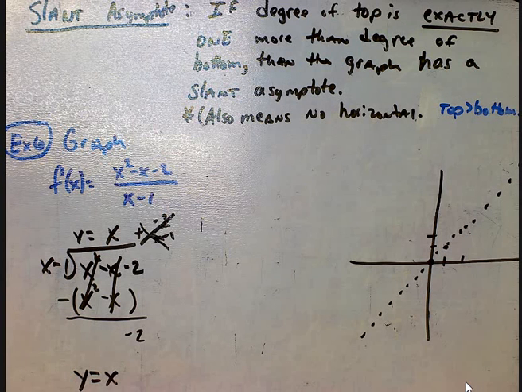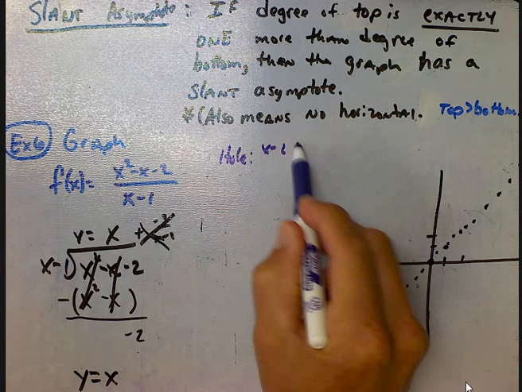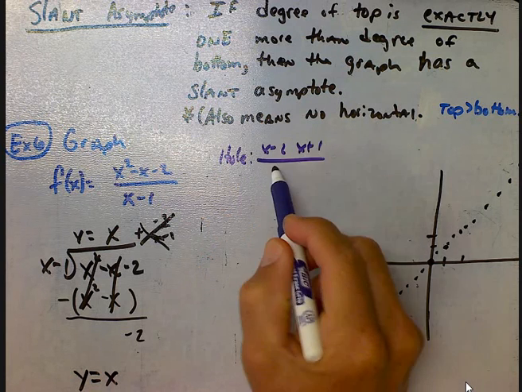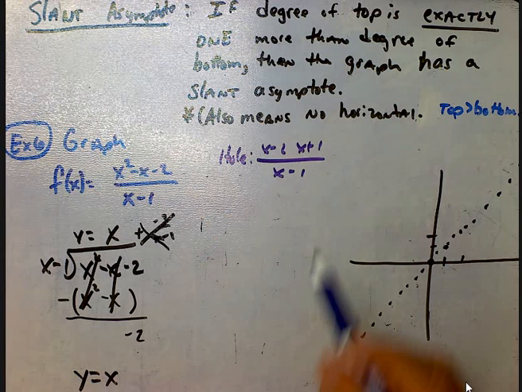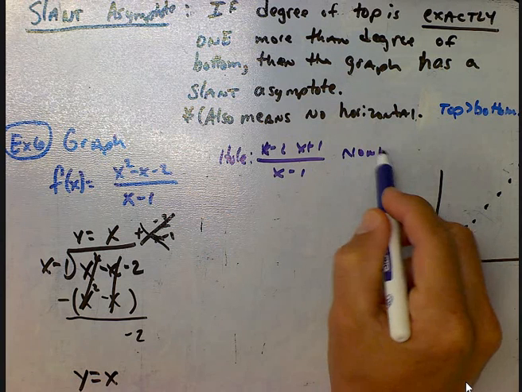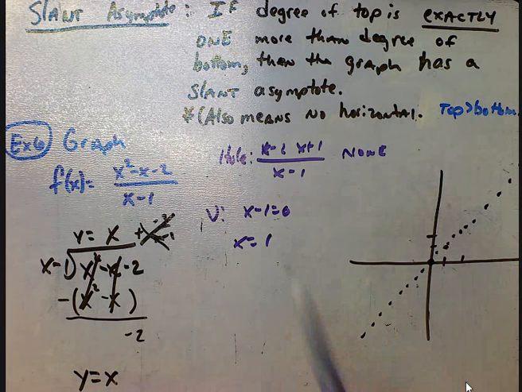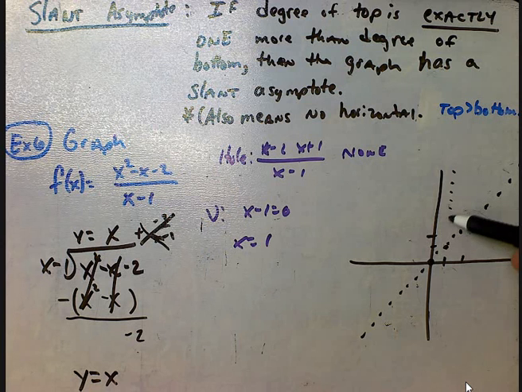Okay. Now let's go back to our very basic look for a hole, because it looks like the top factors: x minus 2, x plus 1 over x minus 1. Since nothing cancels on top or bottom, that means no hole. But for vertical, set the bottom equal to 0, x equals 1 is our vertical asymptote. And since it has a slant asymptote, we don't have to check for a horizontal because it's not going to have one, because the top was bigger than the bottom. So my vertical asymptote goes right there, x equals 1.